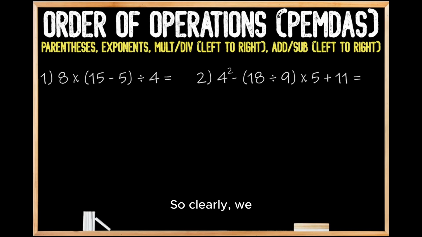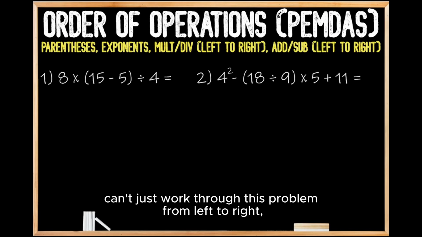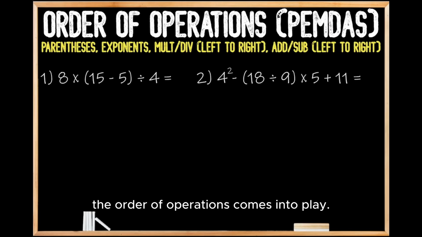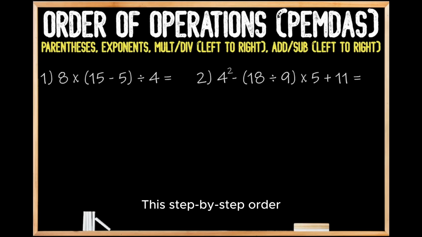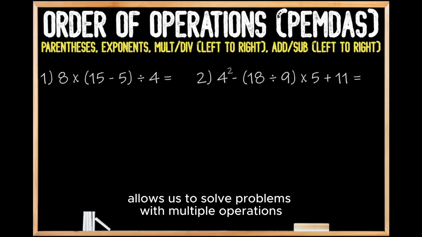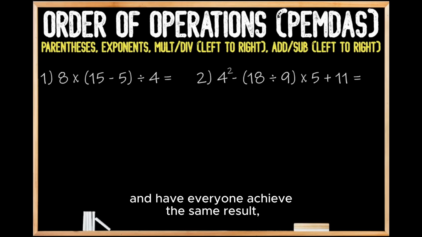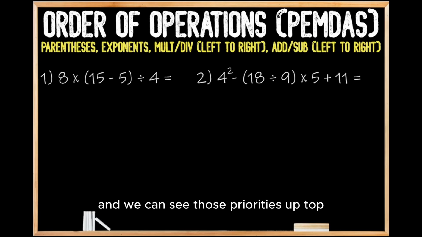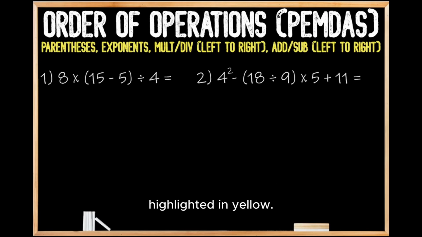So clearly we can't just work through this problem from left to right, and that's where the order of operations comes into play. The order of operations provides us with a consistent order of priorities for solving complex math problems, just like we have on our screen here. This step-by-step order allows us to solve problems with multiple operations and have everyone achieve the same result. And we can see those priorities up top highlighted in yellow.